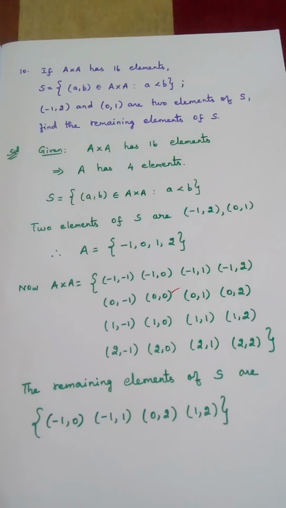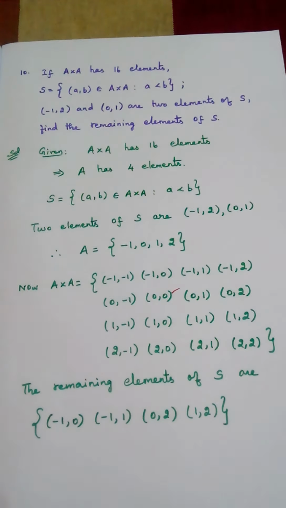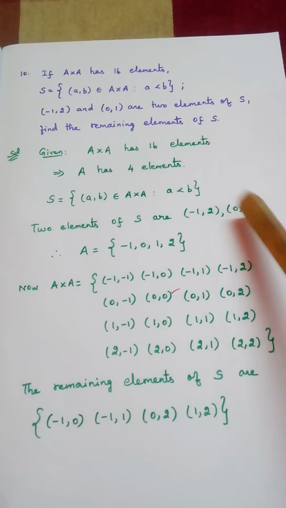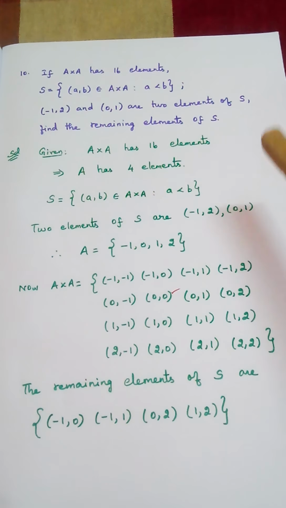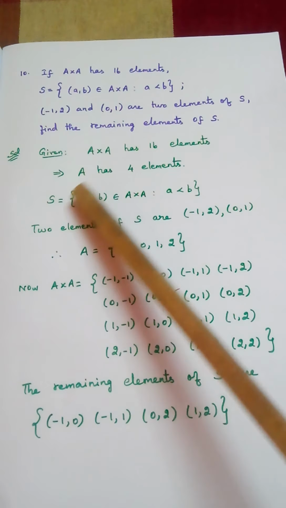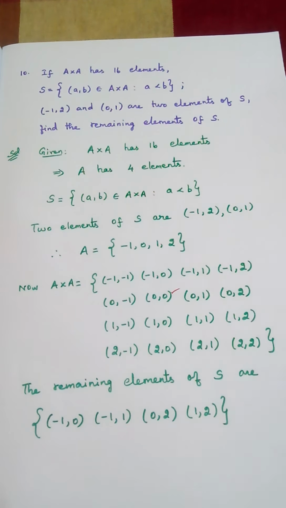What do we actually need to find? We need to find the remaining elements of S. How many elements have they given? They have given 2 elements of S, and they are asking us to find the remaining elements. How will S look? S looks like A comma B, but the condition is that A should be lesser than B.